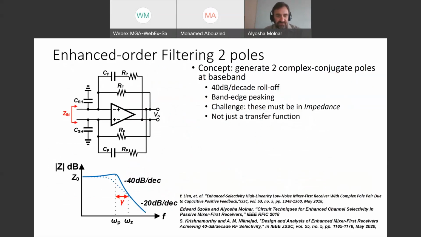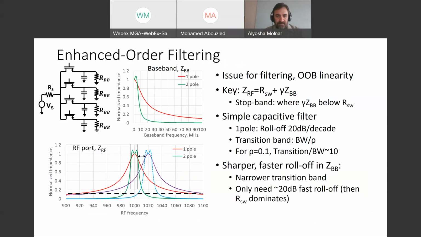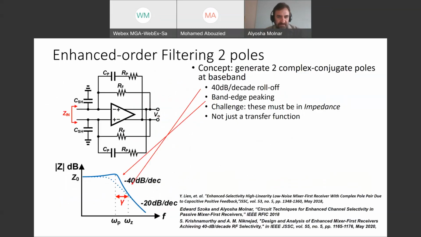So there's been a couple ways proposed to do this. One was proposed both by my group and shortly before my group, unfortunately for me, by Eric Klumperink and Bram Nauta's groups. That's basically to include a little bit more feedback in your baseband, where you put some positive feedback on some feedback capacitors. And that, very much like a Sallen-Key filter, generates a higher order response, both in the sense of giving you 40 dB per decade roll-off, but also a little bit of peaking at your band edge.